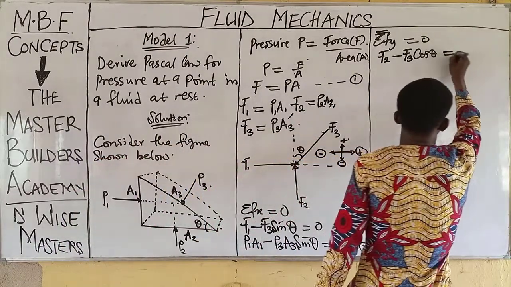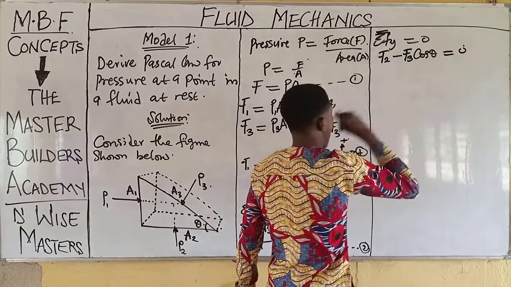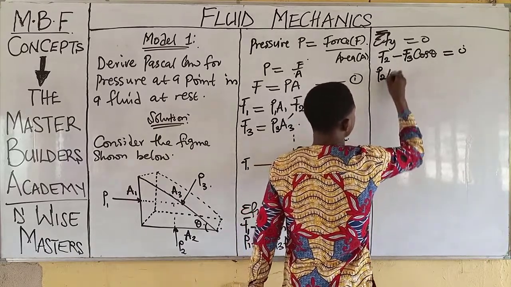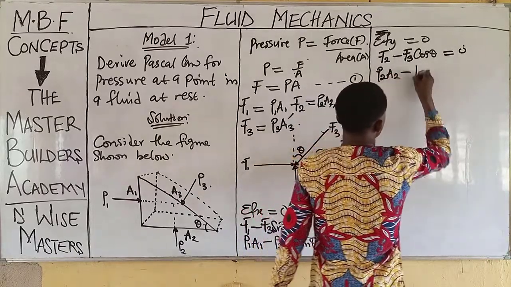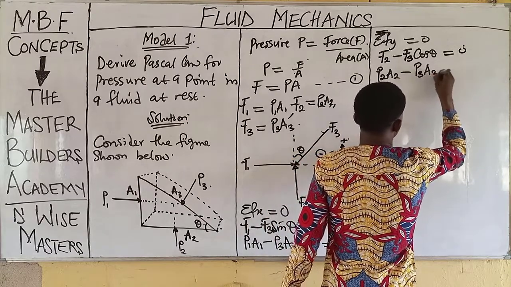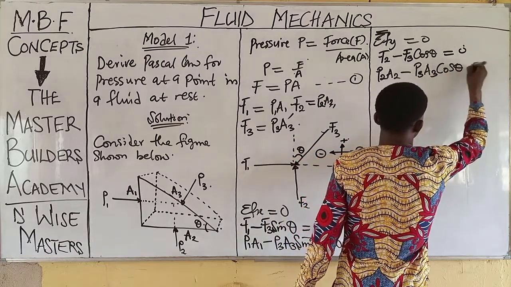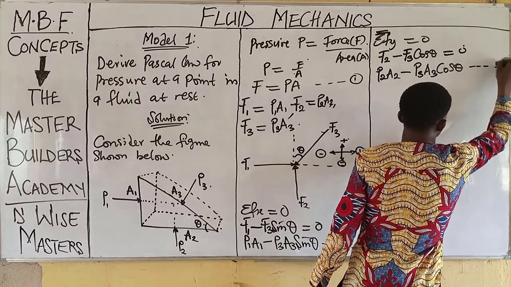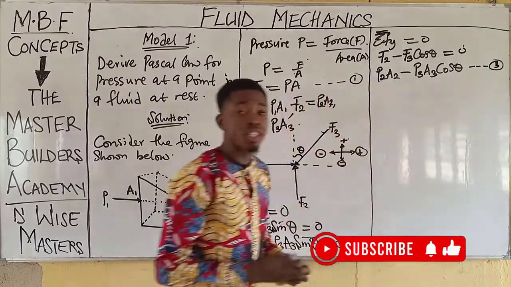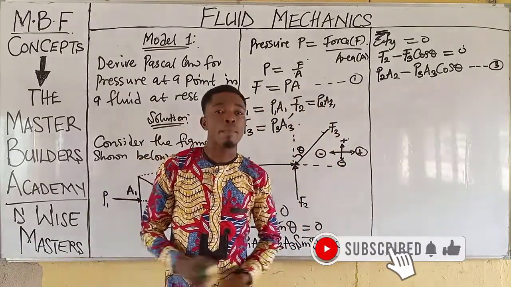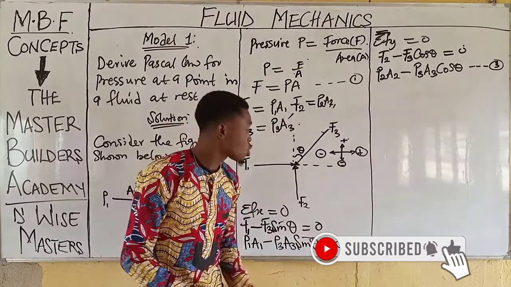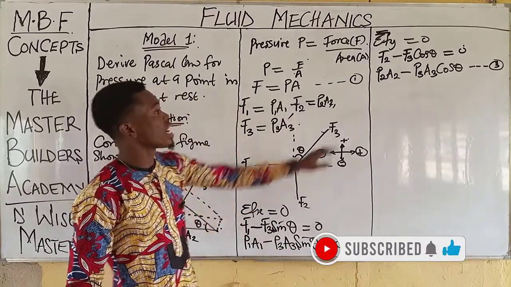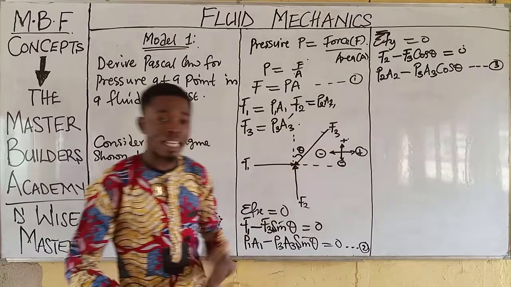Now, equal to 0. Then what is F2? F2 is P2 A2 minus P3 A3 cos theta, equal to 0. This is equation 3. All we need to do now to verify Pascal's law of pressure is to replace cos theta and sin theta.